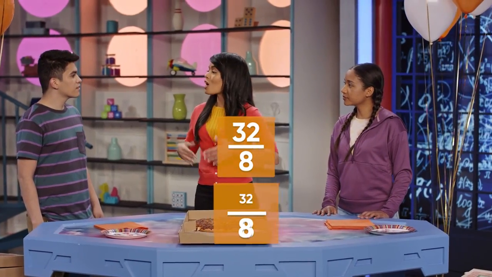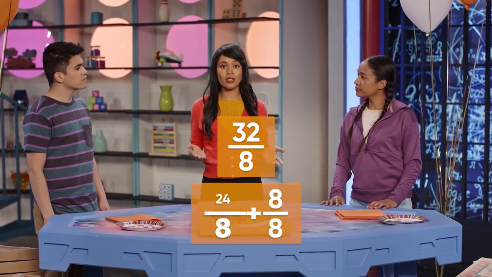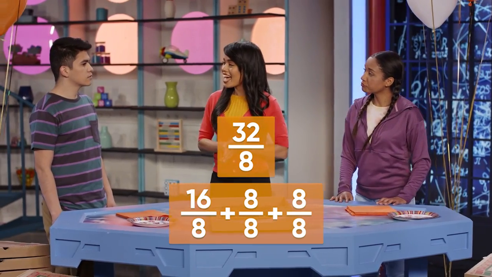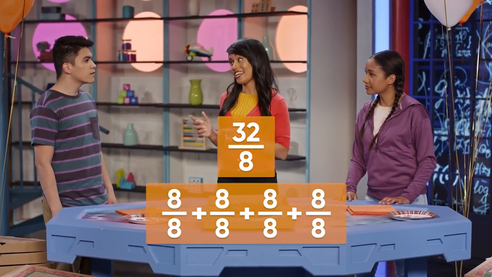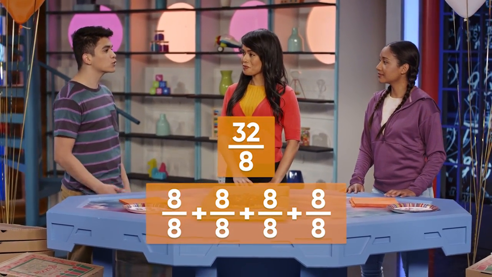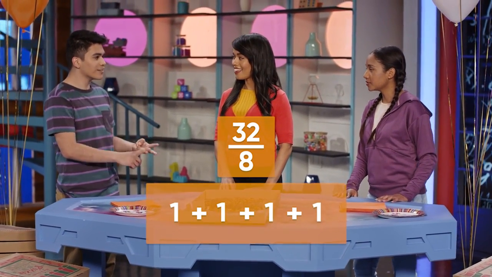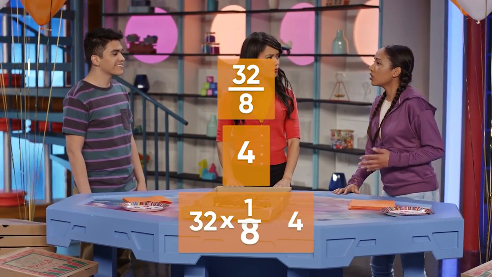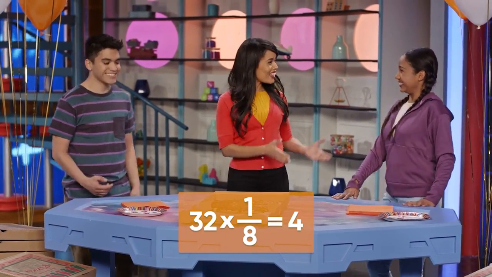32 eighths can become 24 eighths plus 8 eighths, which can be further broken down to 16 eighths plus 8 eighths plus 8 eighths, and then again to 8 eighths plus 8 eighths plus 8 eighths plus 8 eighths. And since a fraction with the same numerator and denominator equals 1, this would become 1 plus 1 plus 1 plus 1, which equals 4. So for 32 guests, all eating one slice, we need to order 4 pizzas.